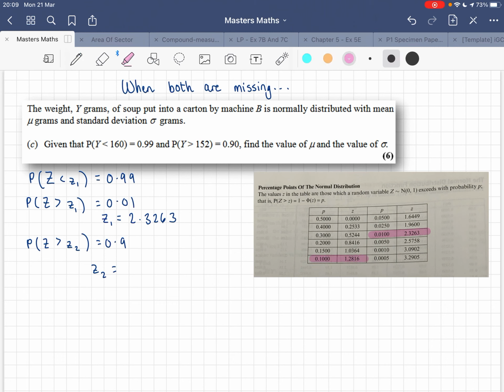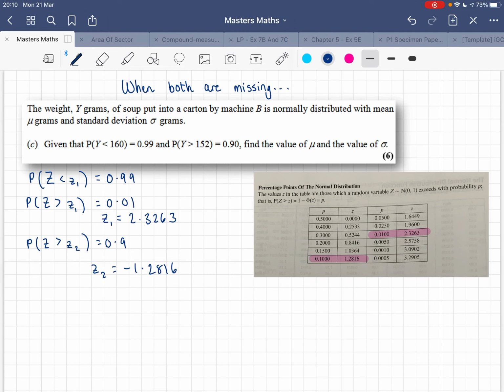It's here, 1.2816. And we take the negative value of that because we're actually interested in 0.9, not 0.1. So negative 1.2816. Now we've got two values of z, which we can put into the code and set up simultaneous equations, basically.